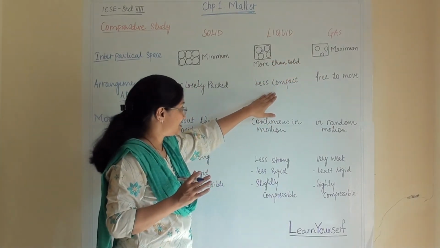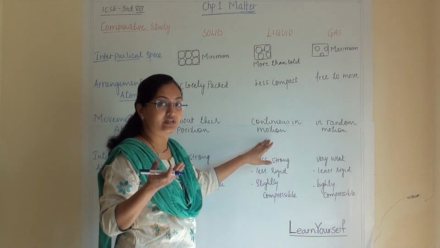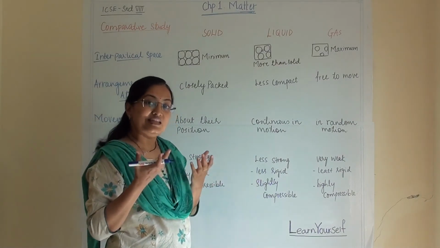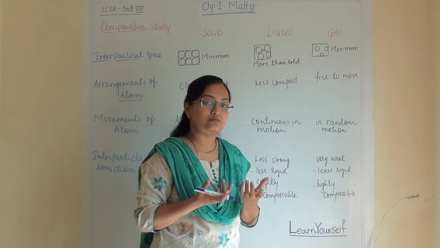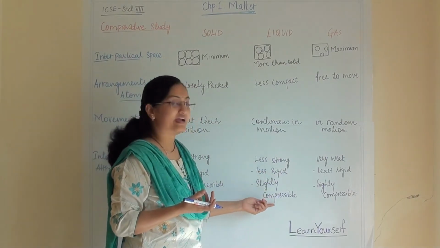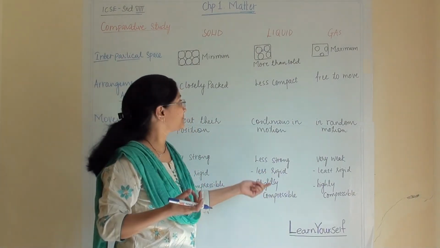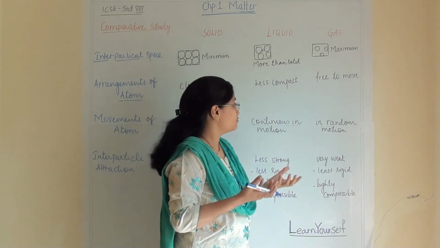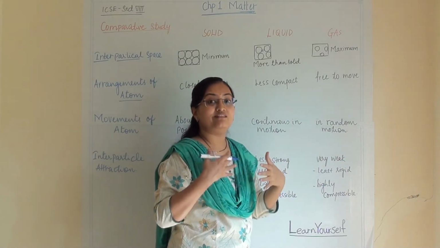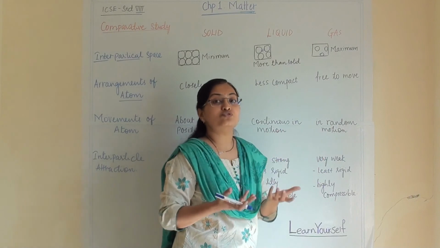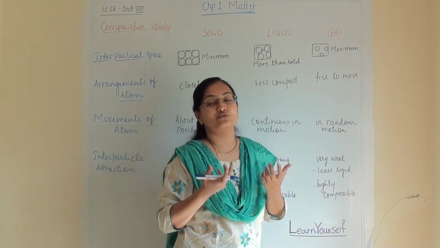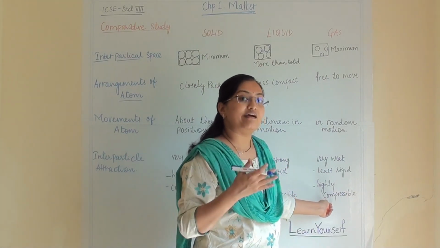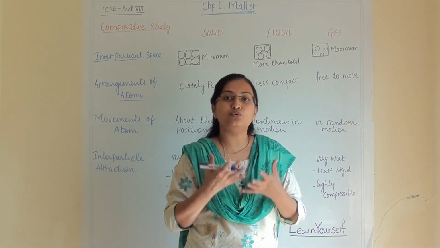So they are less compact, the atoms of liquid can move, and they are observing less strong attraction because they have space in between them. They are less rigid and they are slightly compressible. Whereas in the gas there is maximum space in between the atoms. So they are free to move, they randomly move, and the force of attraction between gaseous molecules or atoms is very weak. And they are highly compressible because they have space in between.